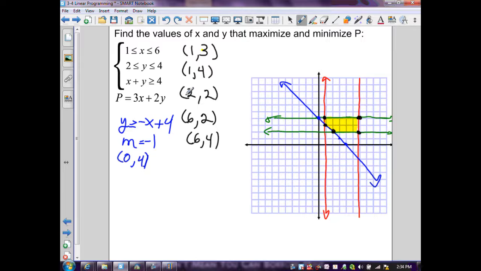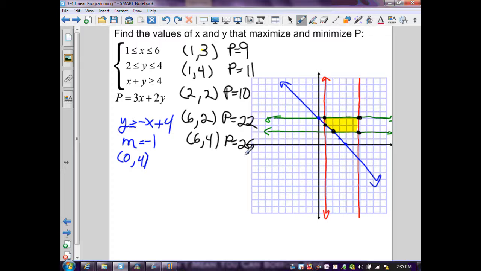I substitute each ordered pair into the objective function and determine which ones are minimums, maximums, or neither. So when I substitute 1, 3 into this function, I'm going to get 3 times 1 is 3, plus 6 is going to give me 9. So P is 9 for that ordered pair. 1, 4 is going to give me 3 plus 8, which is 11. 2, 2 is going to give me 6 plus 4, which is 10. 6, 2 is going to give me 18 plus 4, which is going to give me 22. And my last ordered pair is going to be 6, 4, which is going to give me 18 and 8, which will be 26.